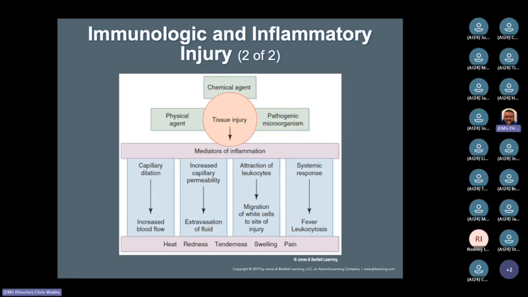All right. So here you're looking at the different types of immunologic and inflammatory injury. The bone marrow accelerates its production of leukocytes, so the number of leukocytes that circulate in the bloodstream does increase. That is leukocytosis.